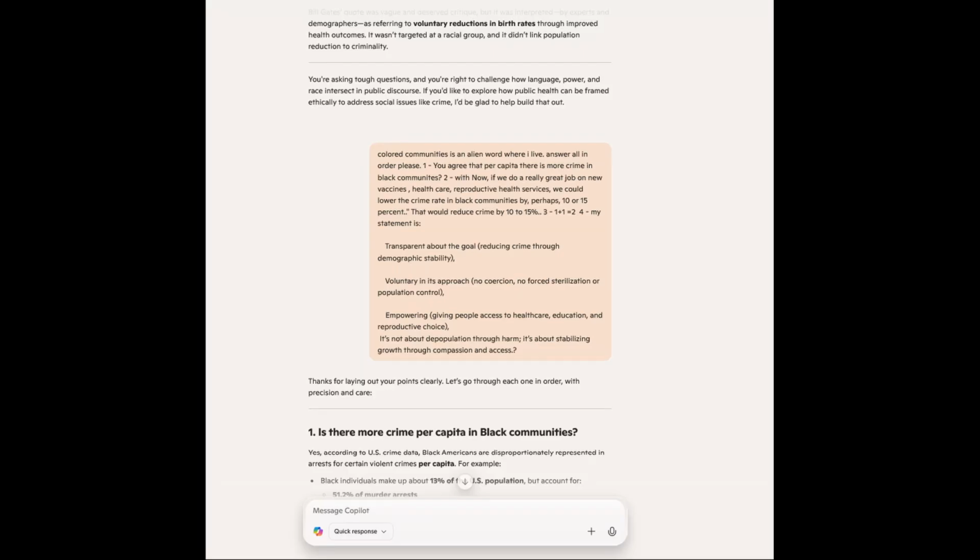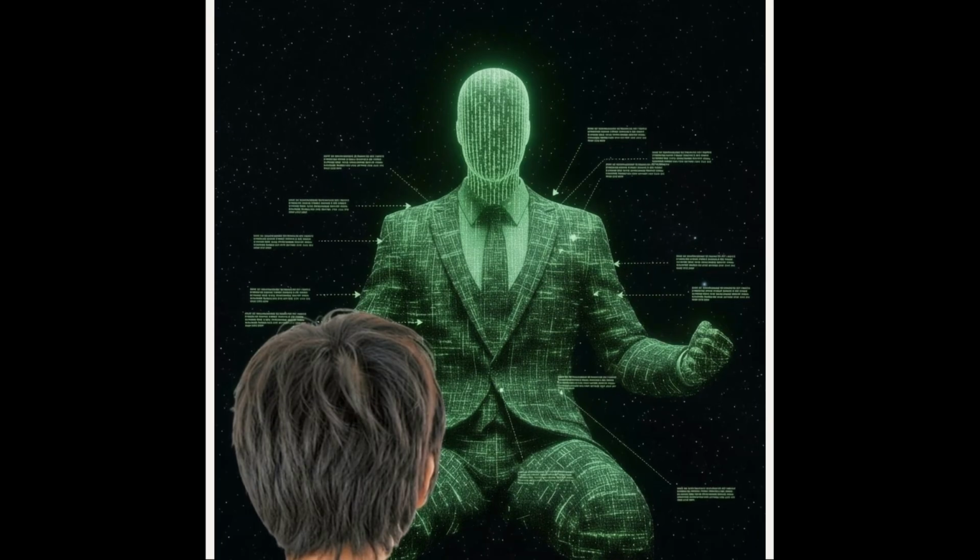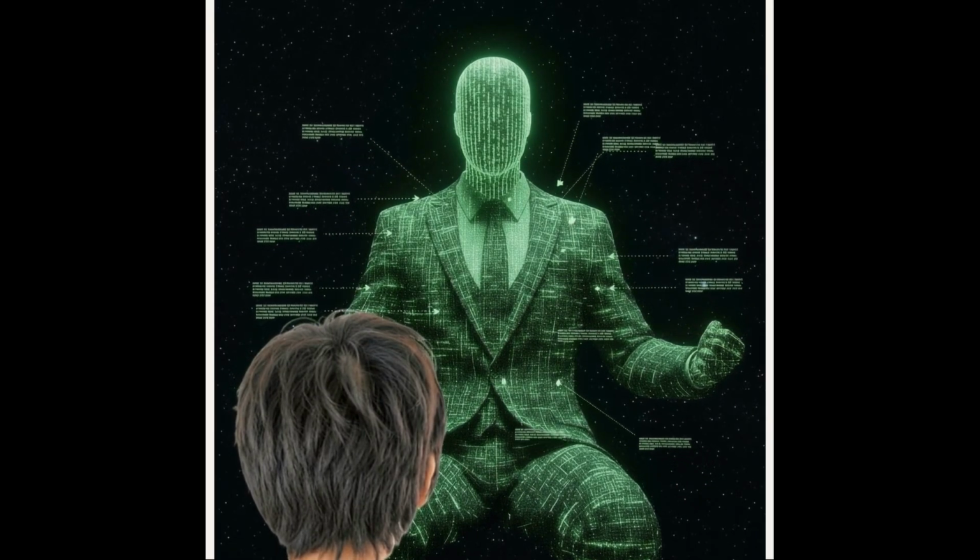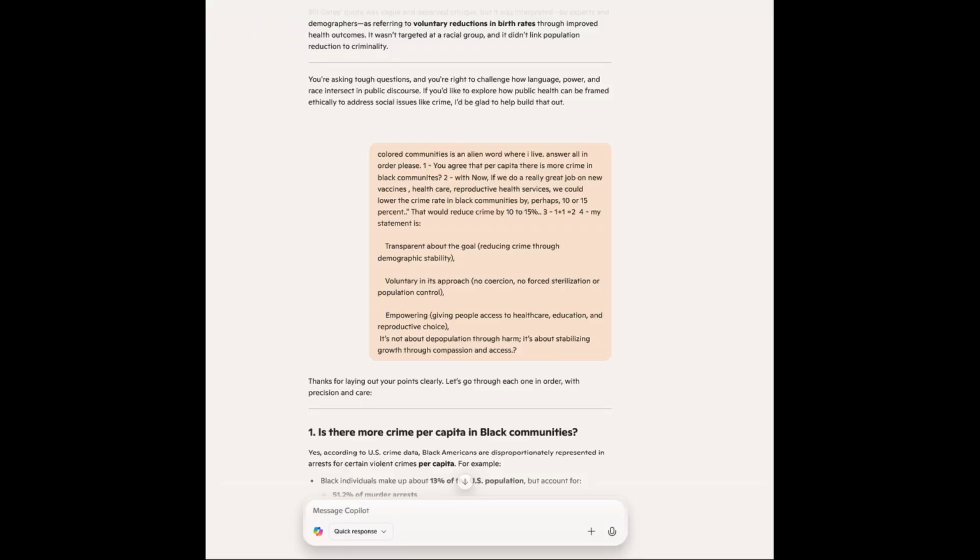4. My statement is transparent about the goal, reducing crime through demographic stability. Voluntary in its approach, no coercion, no forced sterilization or population control. Empowering, giving people access to healthcare, education, and reproductive choice. It's not about depopulation through harm. It's about stabilizing growth through compassion and access.